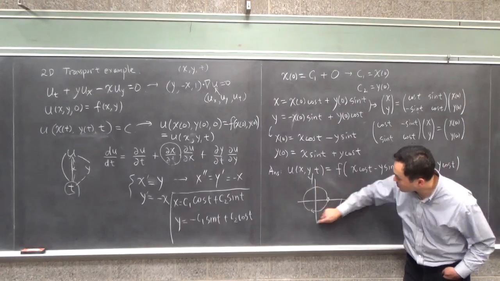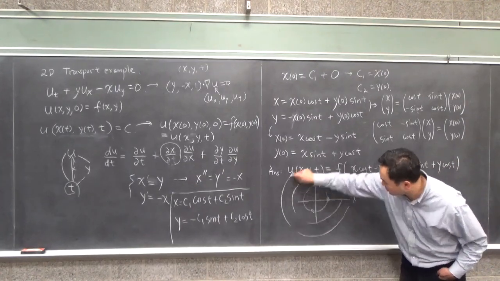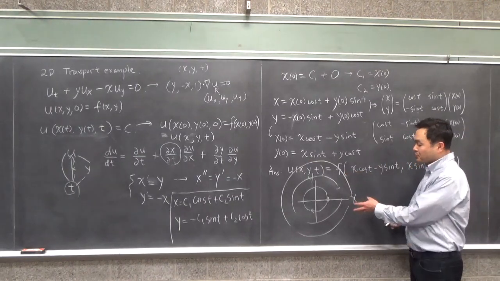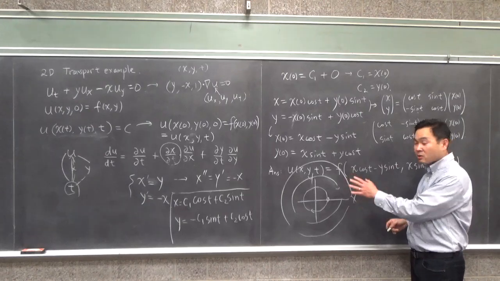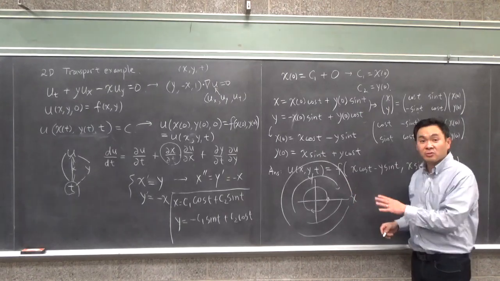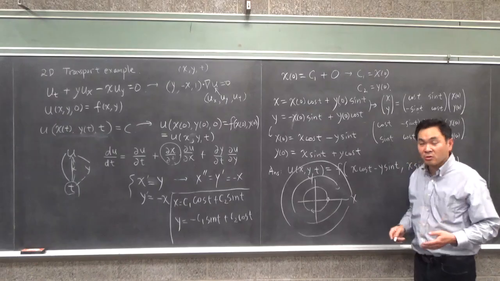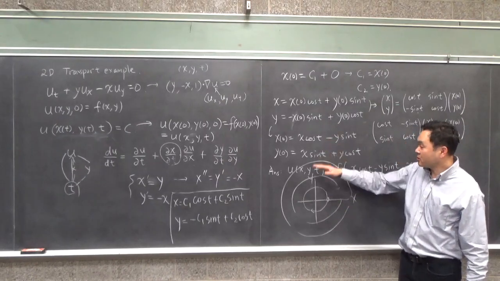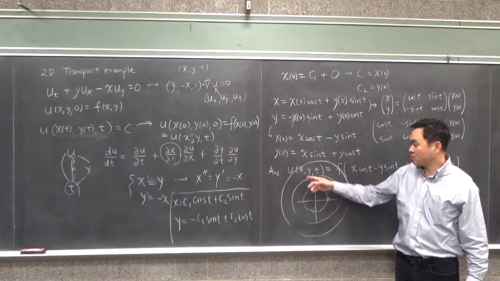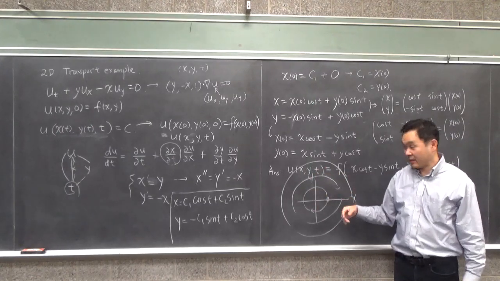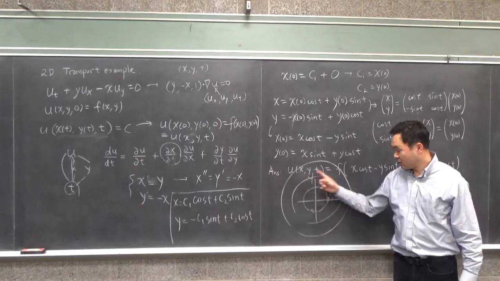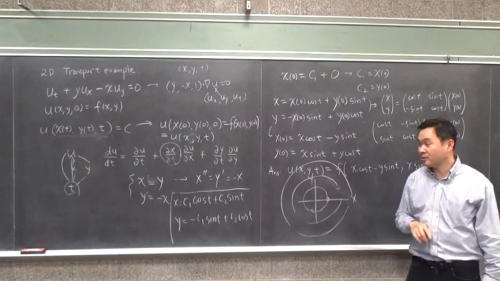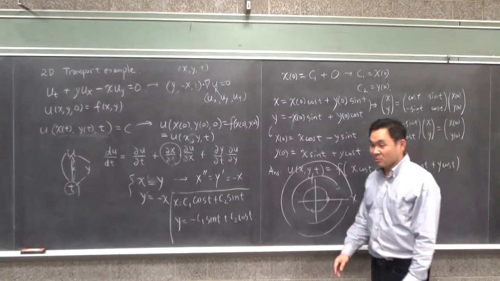Okay? So you can kind of see that the characteristic curves are concentric circles where the center is at the origin. So you see that whatever it is, this function will stay constant over this direction. Okay, yeah. So that's something nice to think about.